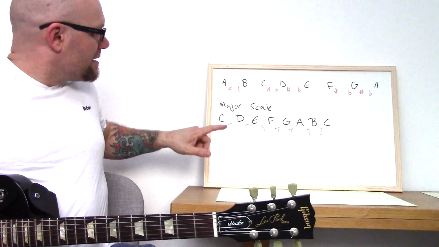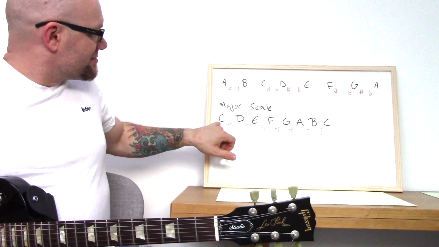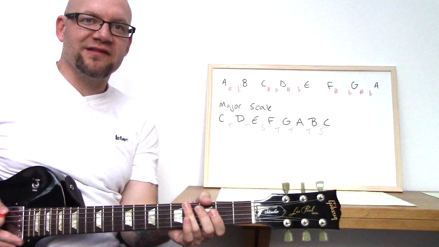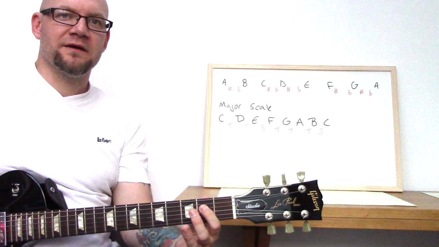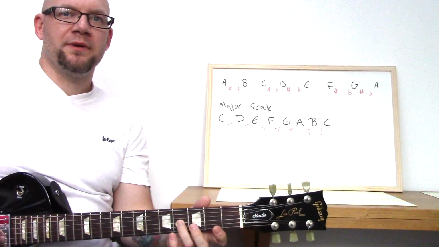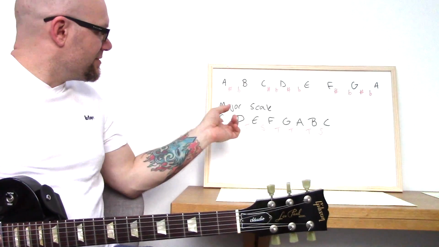Okay, so I've just played a C major, and the reason I've chosen a C major is because there are no sharps or flats. It's just regular notes, okay? And that makes it easier to learn. So C, D, E, F, G, A, B, C. Okay, so that's the notes there.